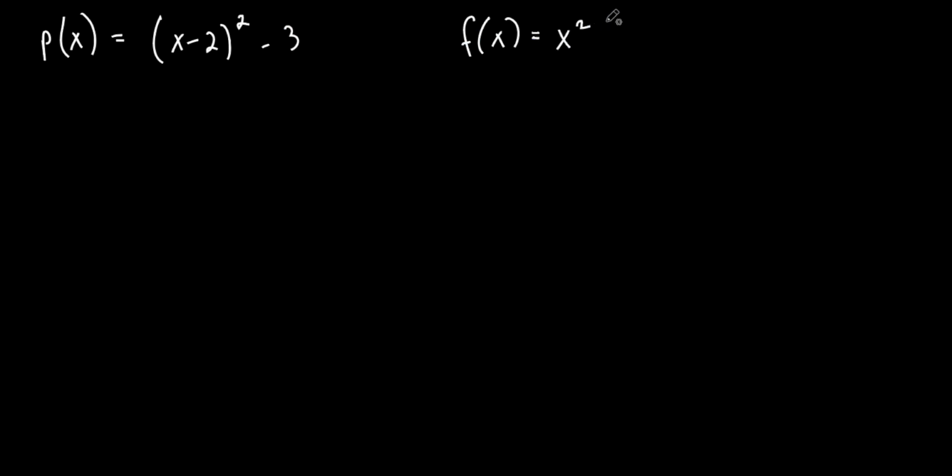All right, what if we had this? P of x, you can use any letter, it doesn't matter. Okay, P of x is equal to (x minus 2) squared minus 3. And again, we're going to compare it to our basic quadratic function, which is just x squared. All right, so let's go through it. How does this thing open?